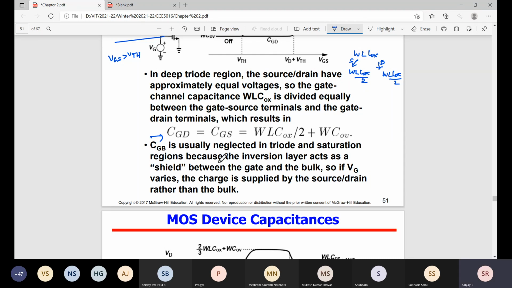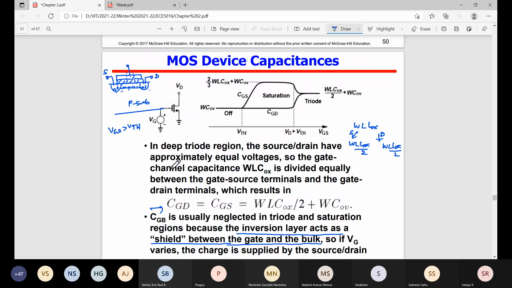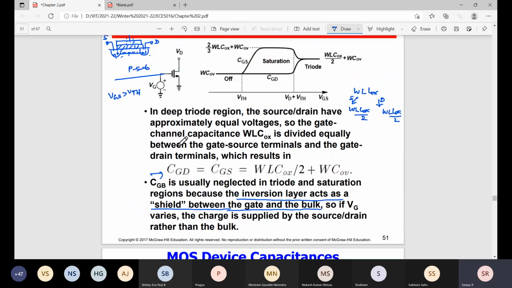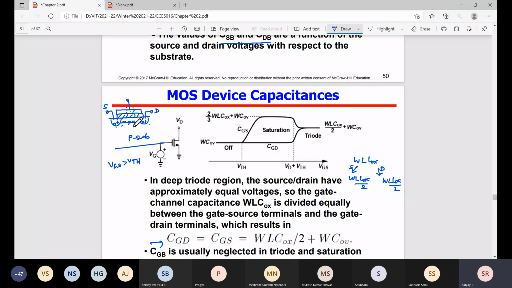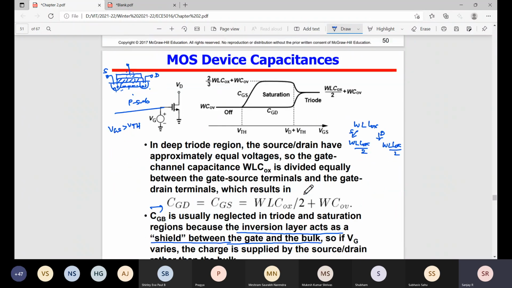Okay, so now one more important point. In triode, when the transistor is on, the inversion layer acts as a shield between gate and bulk. So there won't be any capacitance between gate and bulk, only the capacitance between gate and channel. That is mentioned here. So that's all about capacitance in the triode region.